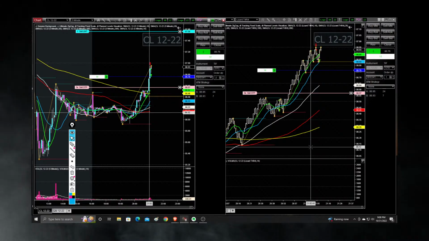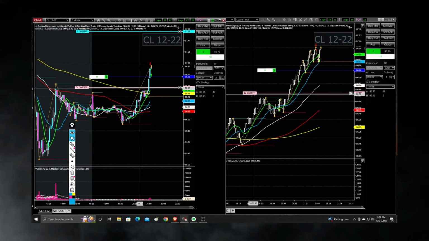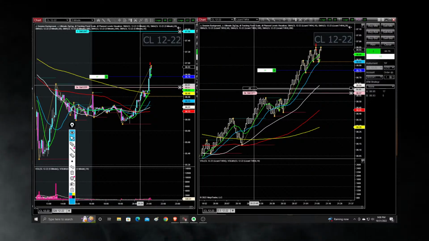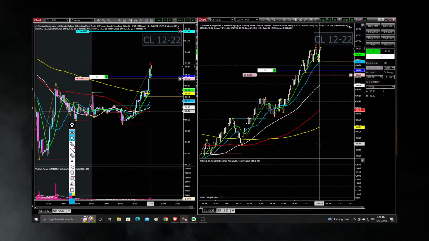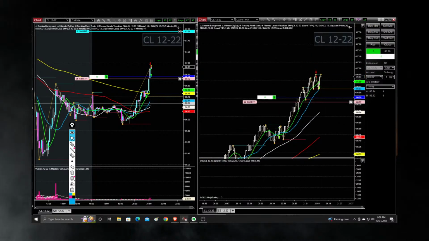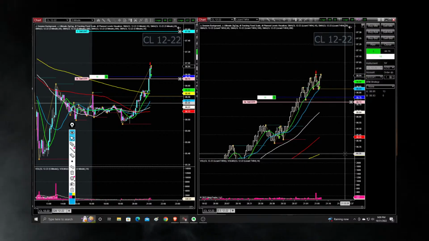Okay, so that does appear like it was a good place to add on our trade because it's working. Move our stop. So we're actively managing our trade. We're on a 50k account right now.